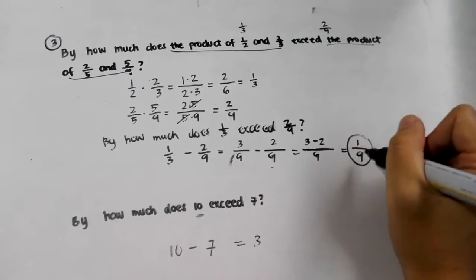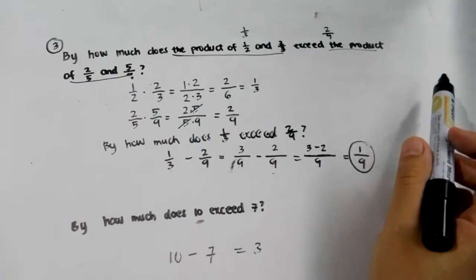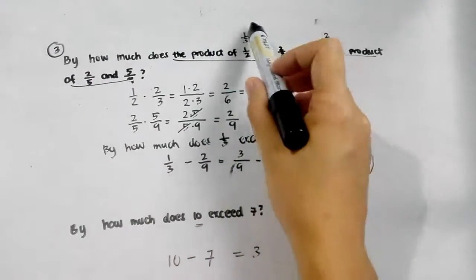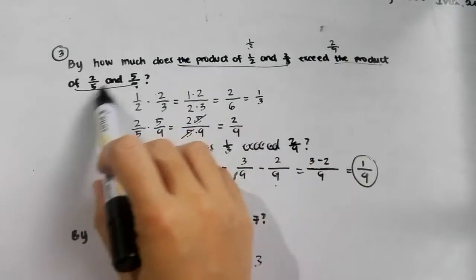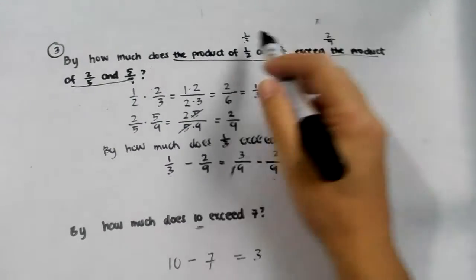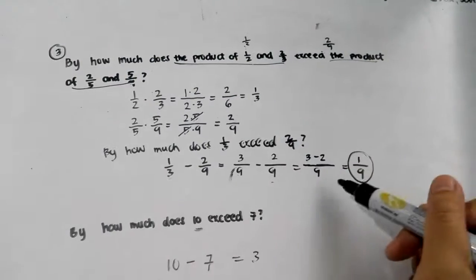Meaning 1/9 na yung answer sa original problem. Kasi the product of 1/2 and 2/3 is 1/3. The product of 2/5 and 5/9 is 2/9, and 1/3 minus 2/9 is equal to 1/9.